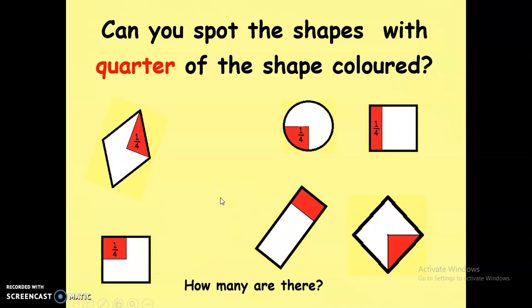Now, how about this circle? Is it a quarter? Oh, it is not a quarter. Oops, it disappeared. And how about this rectangle over here? Is this rectangle a quarter? Oh, yes, it's a quarter. And then we have this last shape. Is it a quarter? Okay, now, how many of these shapes have a quarter? Can we count them? 1, 2, 3, 4, 5, 6. There are 6 of them.